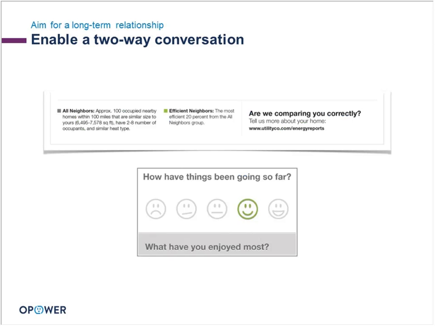A couple examples of how we do it is to enable this two-way conversation so people are not feeling like information is just being thrown out to them, but that they have a say in how things are going. Whenever we show people a normative comparison, like we talked about earlier, where we're comparing them to other similar people, we always give them the opportunity to improve this comparison by giving us more information or just at least confirming that this comparison is fair and correct.